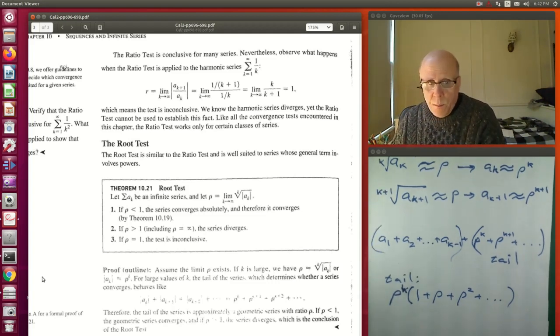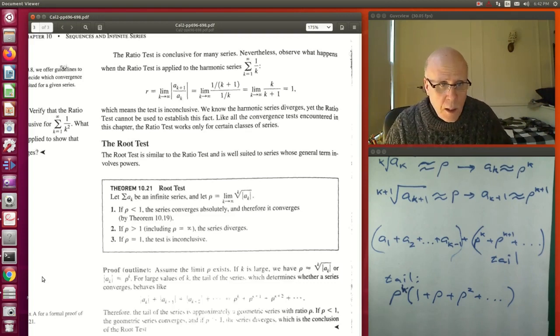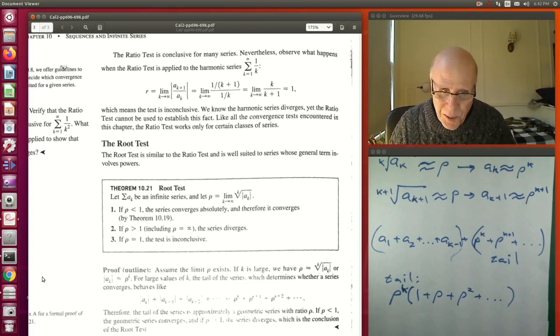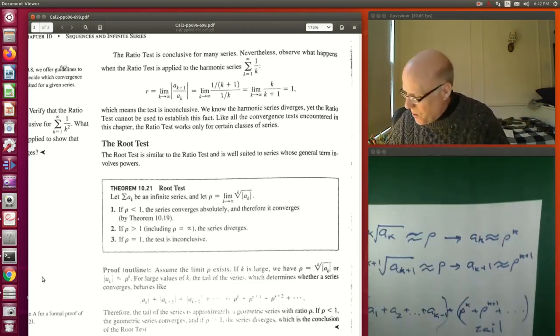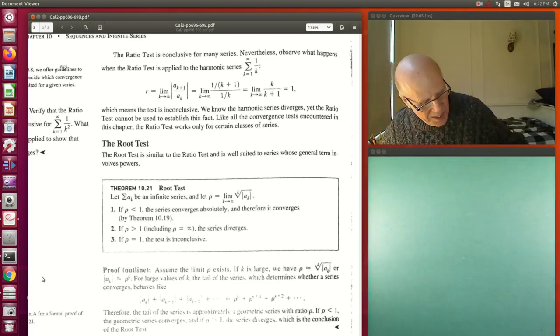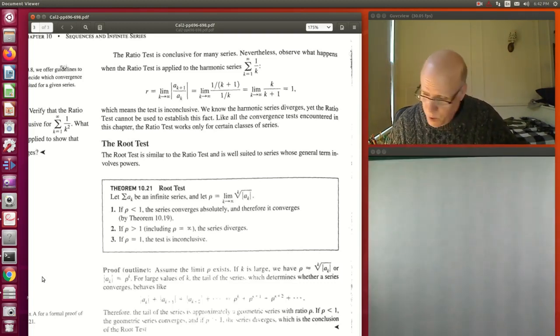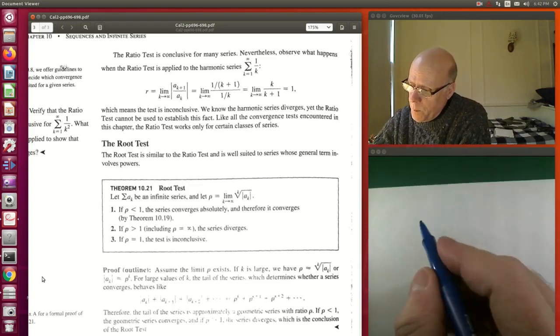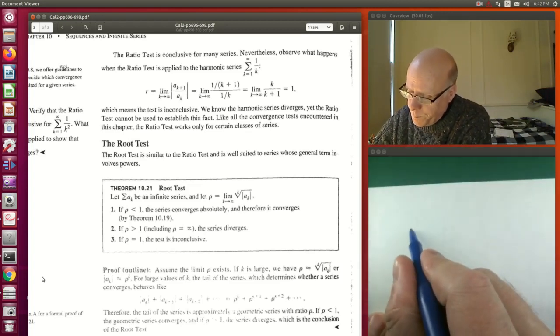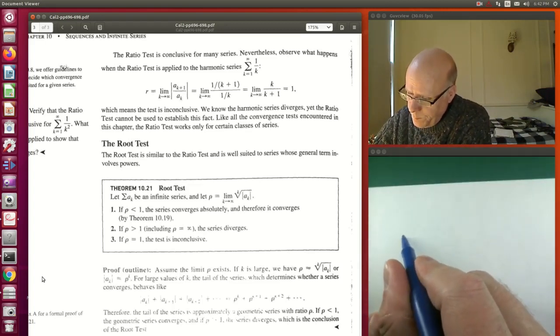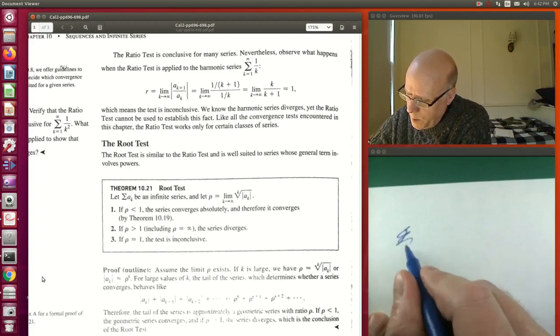Great. So let's try analyzing something using the ratio test. Darn it, the root test. Always speaking wrong. The root test for the harmonic series, for instance, we know it diverges. Let's look at an example.